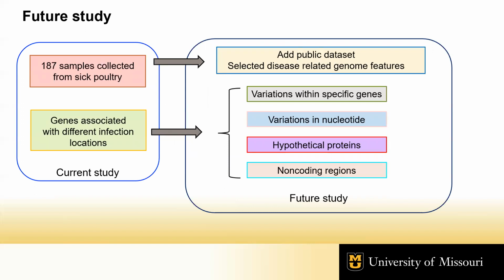This study explored the genes associated with different infection locations based on the lab-collected 187 samples. Published data sets could be added to explore and select disease-related genomic features. The variation within specific genes, variations in nucleotides, and hypothetical proteins and non-coding regions in the sequence could be considered.